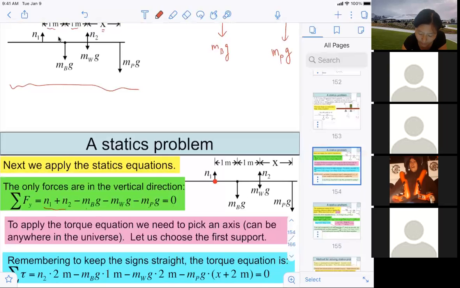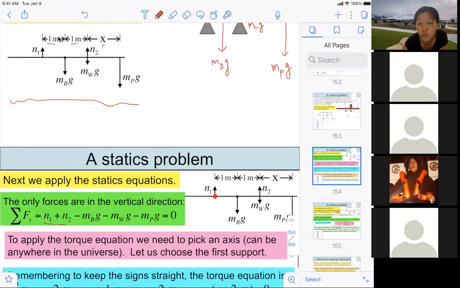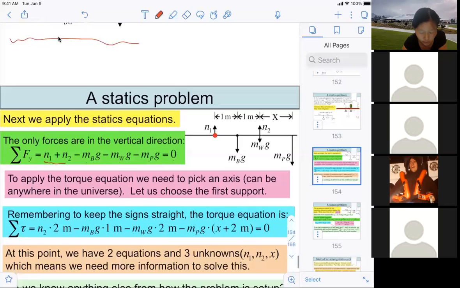Anywhere. But we want to pick a point where maybe it's easier to calculate. So let's say we put it where the first support is. We're looking at the pivot point right at this point. Because that allows me to eliminate N1 in terms of my torque equation. So I think maybe that's easier, because that's one less force I have to worry about, right? And I don't really know what N1 is, so that's perfect. I don't have to calculate a force that I don't know.